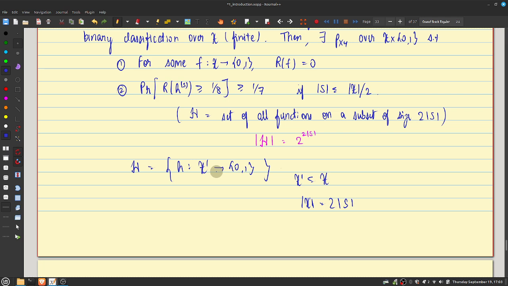So x prime is a subset of x. So in the sense that if you want to know when it doesn't work, then the minimum size of h should be this. I don't say that this is the smallest h for which it does not work. If h is this, then it does not work. There could be smaller h for which it doesn't work. For larger h anyway, it doesn't work. You know that, right? If your h is more complex than this, then you cannot learn it. But if it is at least as complex as this, then it is not possible to learn.